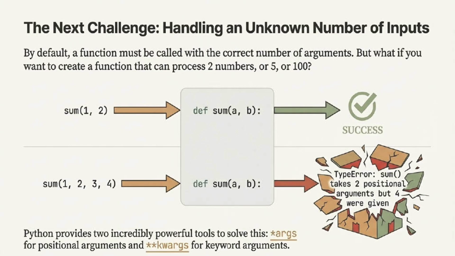What if we want to write a function that can add 2 numbers or 5 numbers or even 100 numbers? Do we need to write a separate function every time? The answer is no. Python gives us a very useful and flexible solution for this problem by providing 2 special tools: *args for handling a variable number of positional arguments and **kwargs for handling a variable number of keyword arguments. Using these tools, we can write functions that do not care how many inputs are passed.